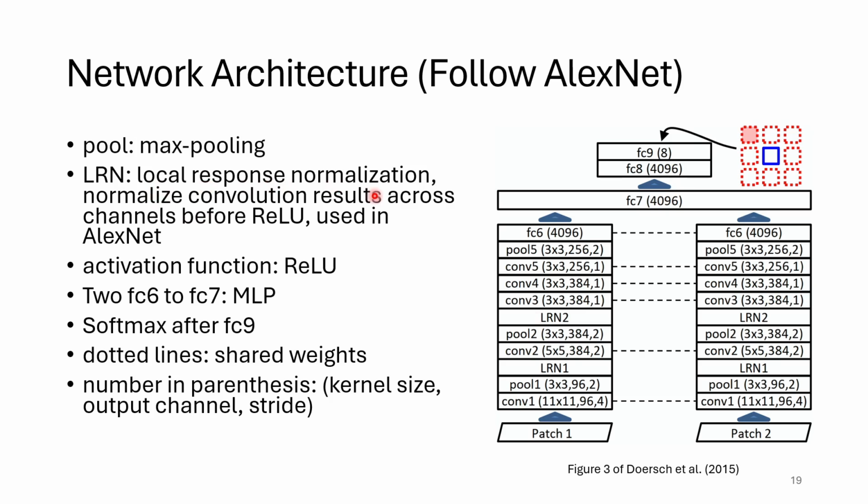It is a normalization method used in AlexNet. So they exactly follow the AlexNet. But what is their modification? As you can see, the dashed line here means they share. Okay, the two networks share the same weights. And in AlexNet, from fully connected 6 to fully connected 7, it's a multi-layer perceptron, or fully connected layer.